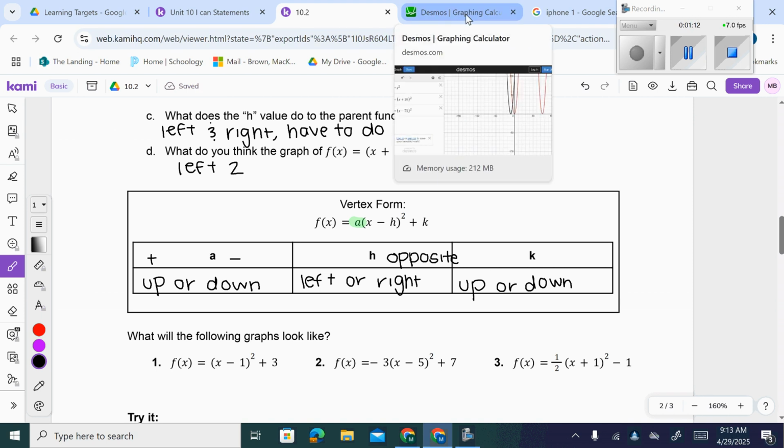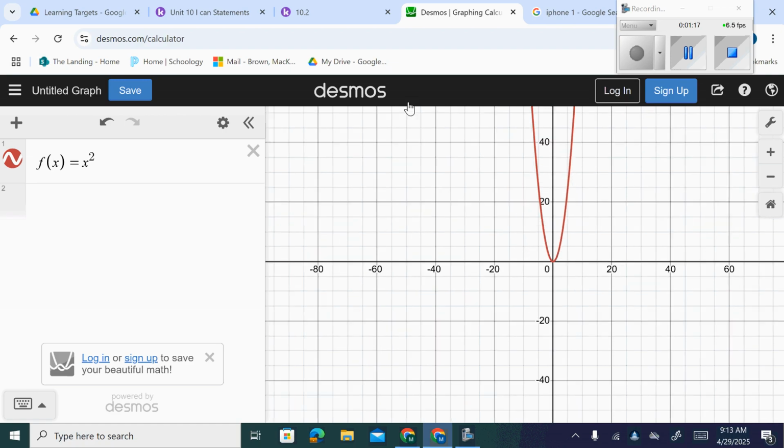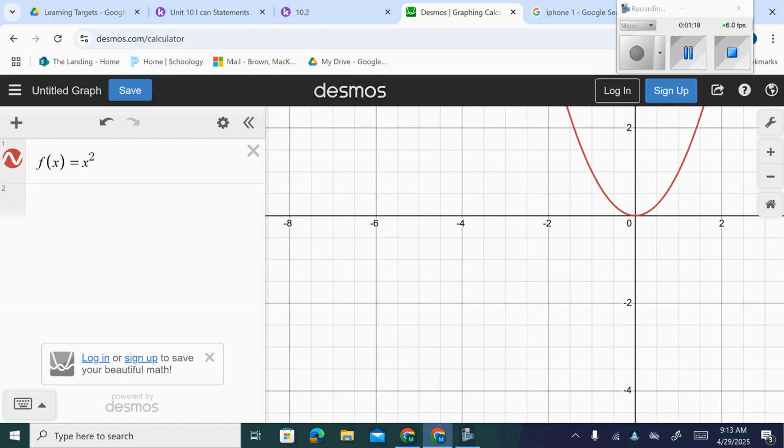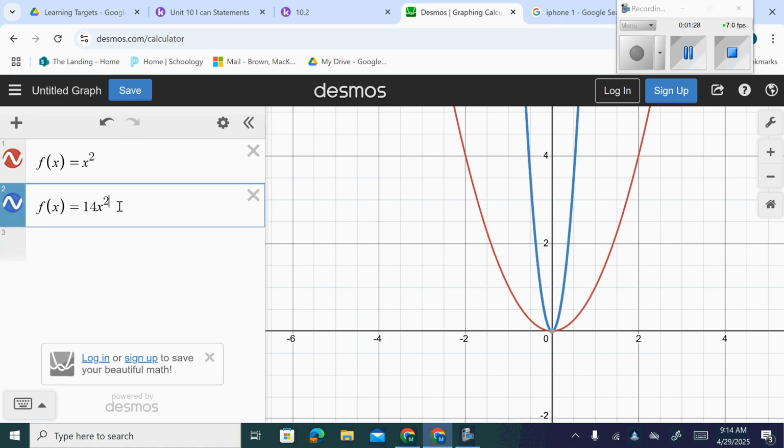I want you to think about this. If this was your original function, x squared, somebody give me a number. 14. All right, 14. What did that do? The red was the original one, the blue is the new one. That was wide, and now it got skinnier. So this is called a stretch.